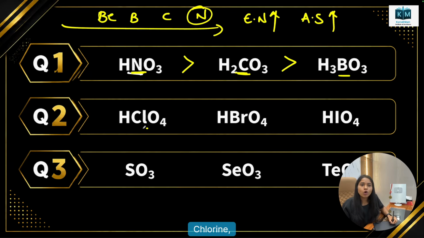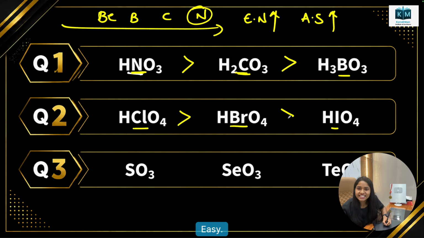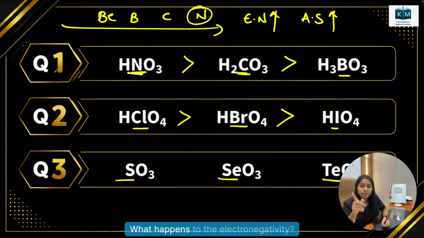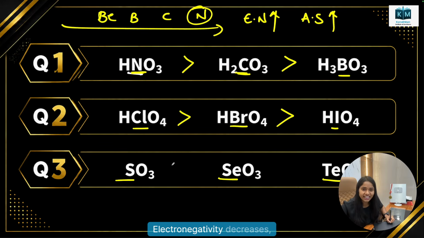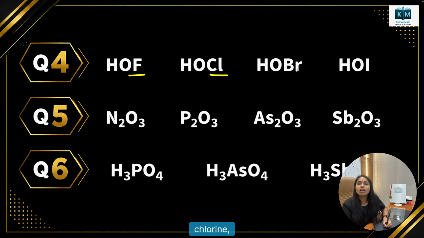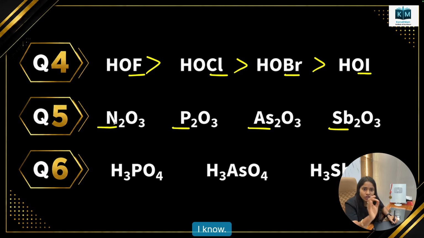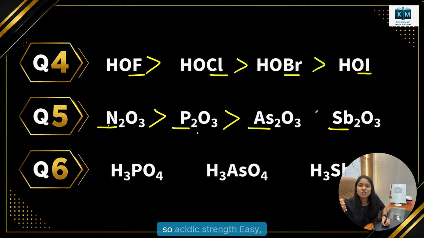Next one: chlorine, bromine, iodine. Top to bottom, what happens to the electronegativity? Electronegativity decreases, so acidic strength also decreases. Easy, right? For example, sulfur, selenium, tellurium, top to bottom: electronegativity decreases, so acidic strength also decreases. Next question: fluorine, chlorine, bromine, iodine, top to bottom. Simple, just take the element. Nitrogen, phosphorus, top to bottom electronegativity decreases, so acidic strength too.